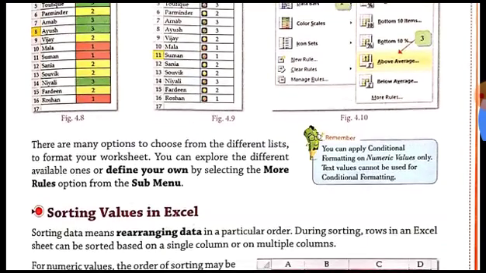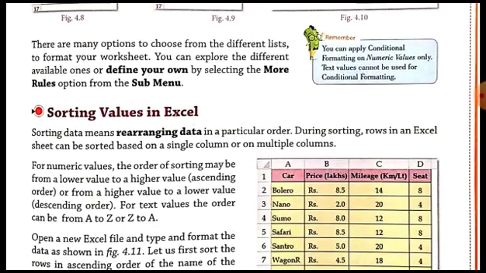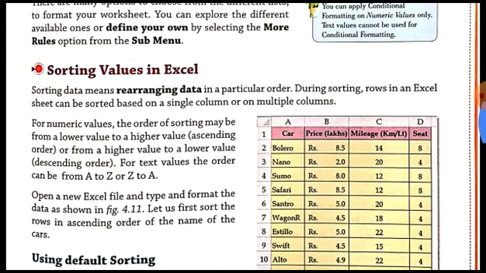Now in this part 3 video, we are going to start a new topic, which is sorting values in Excel. I think all of you must have some knowledge about this term. What does sorting mean? Sorting means rearranging something in a particular order. Sorting data in Excel means rearranging the data in a particular order.